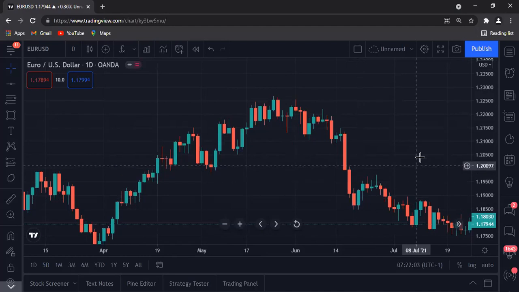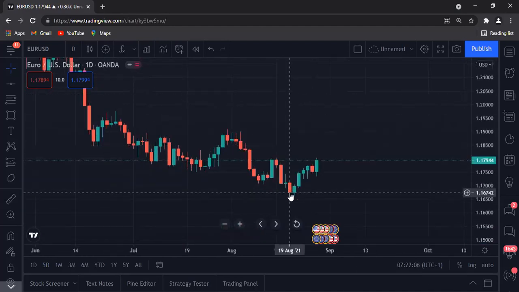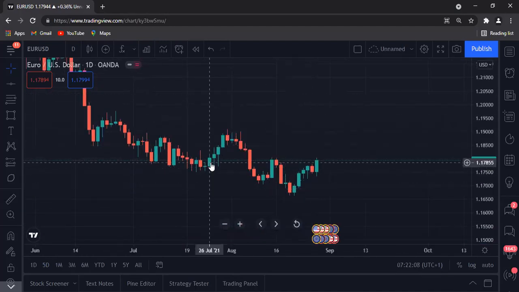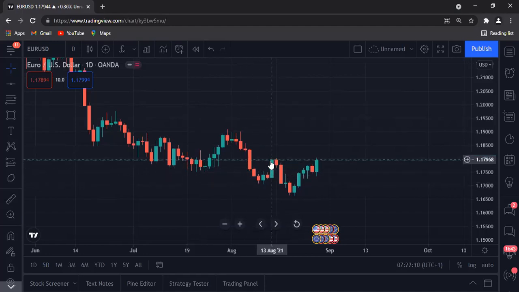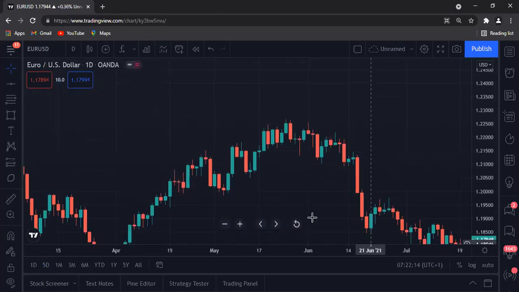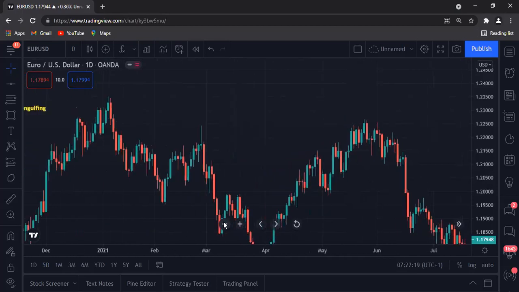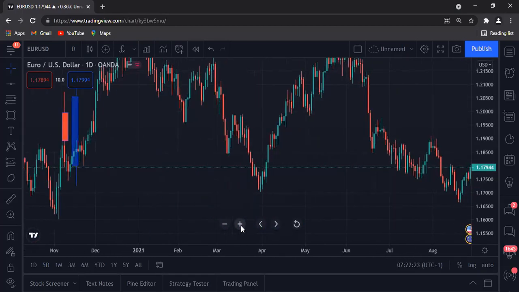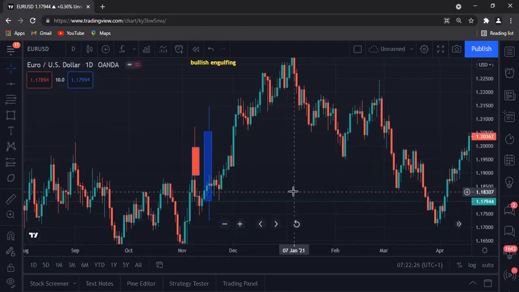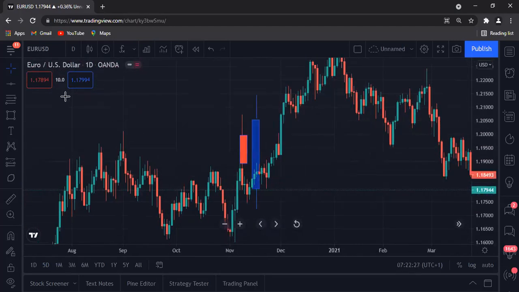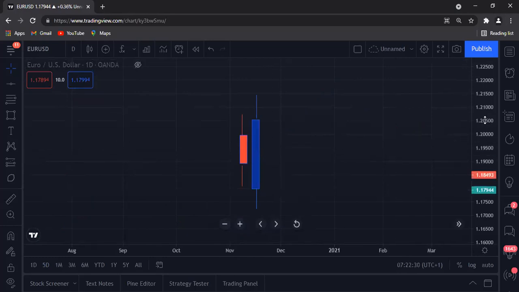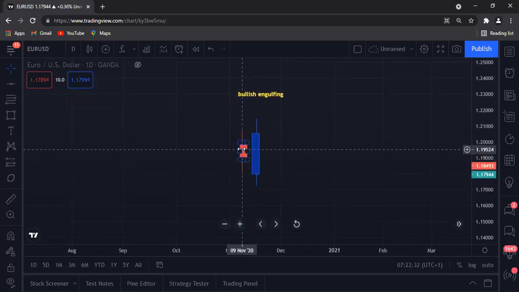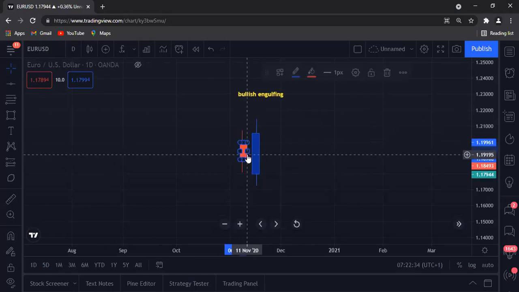This is a bullish candle. This is not a bullish. This is a bullish. Okay. Yeah. So back to our drawing. So now the bearish is just the direct opposite of this.